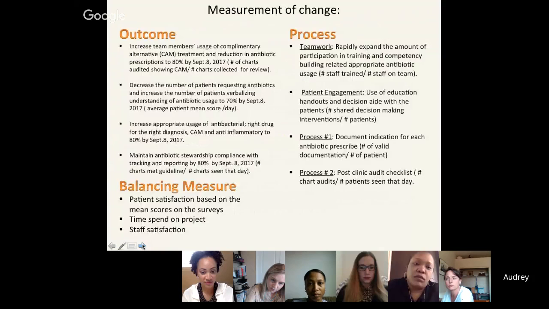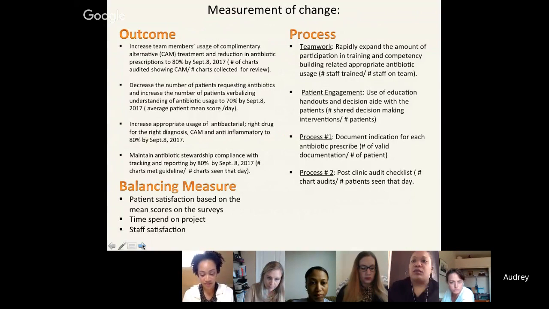The outcome would be to increase team members' usage of complementary treatment and reduce antibiotics to 80% by September 8th. This would be the number of charts audited showing this compliance versus the number of charts collected for that review. They have also decreased the number of patients requesting antibiotics, and this would be evident through the mean score in the patient survey.